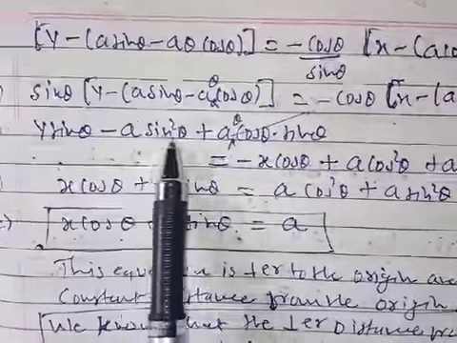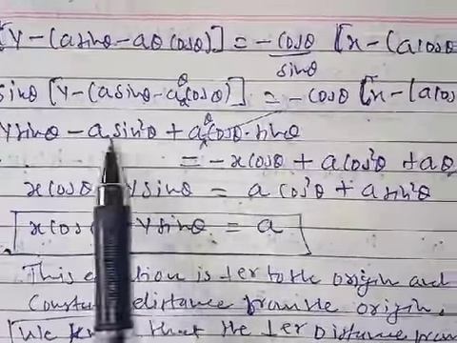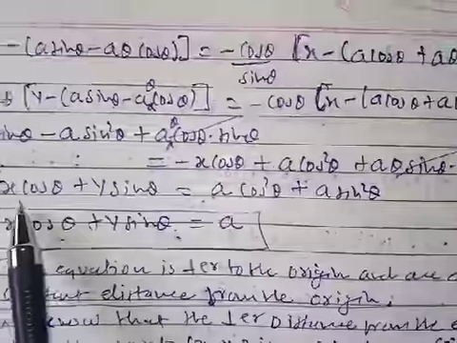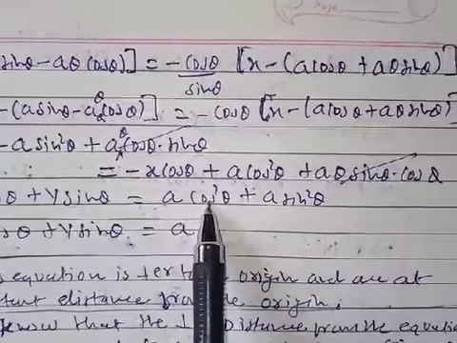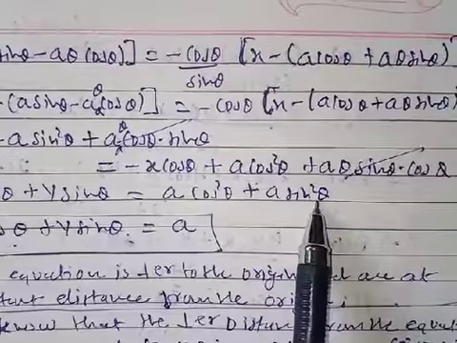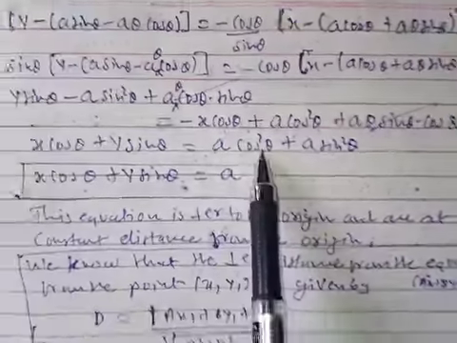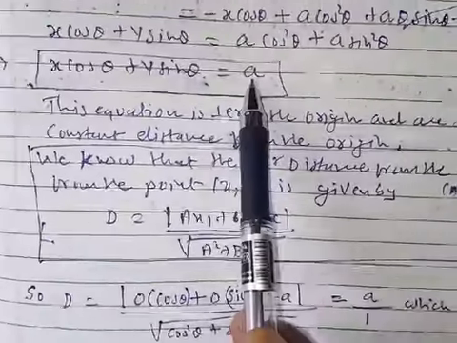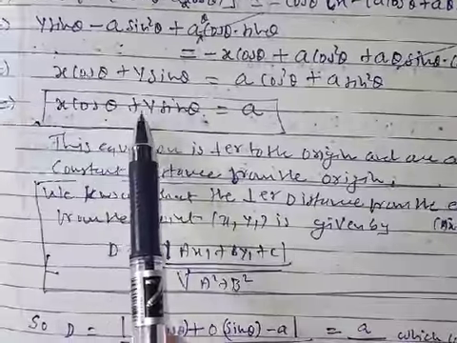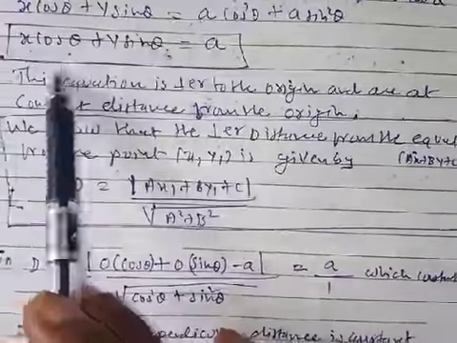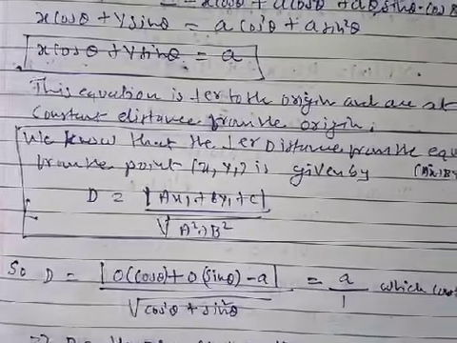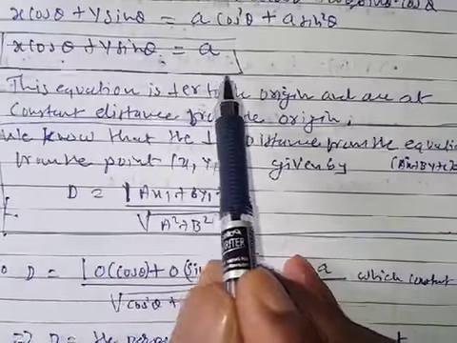First simplify the LHS. Then you will get x cos θ + y sin θ. Here you will get a cos² θ + a sin² θ. If you take a common, cos² plus sin² is 1, so you'll get a. So x cos θ + y sin θ = a. This is the equation of the normal we got, and we have to find the perpendicular distance from the origin.